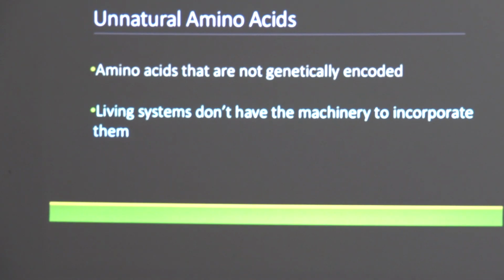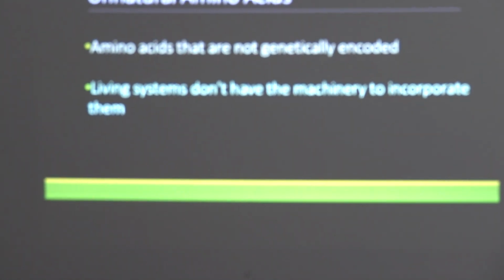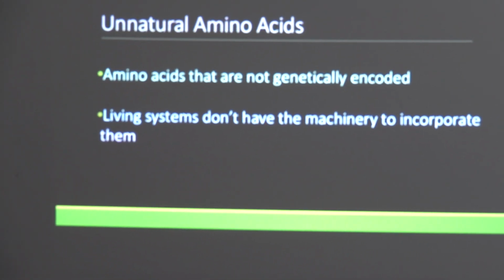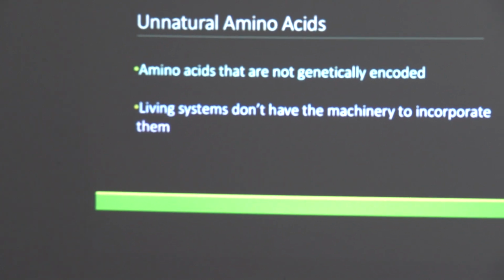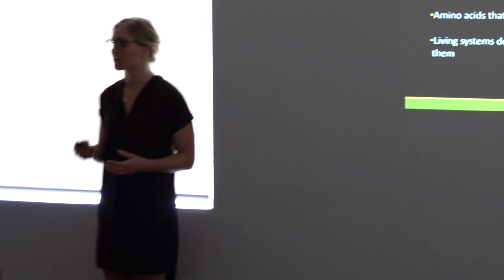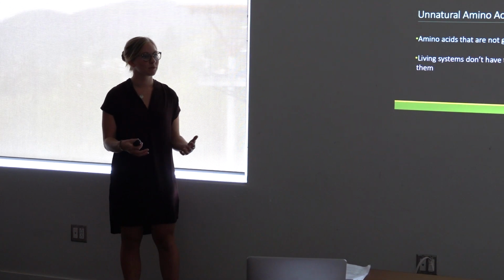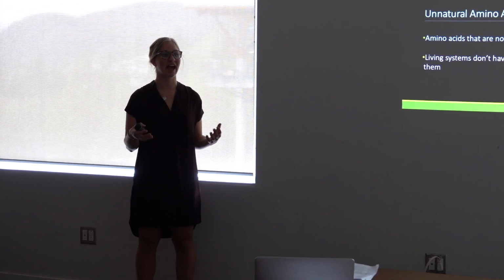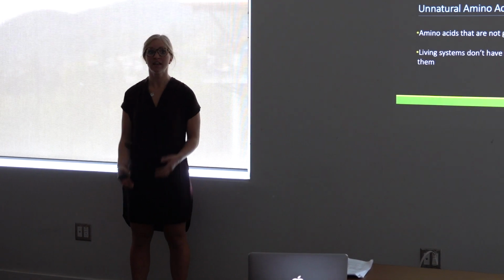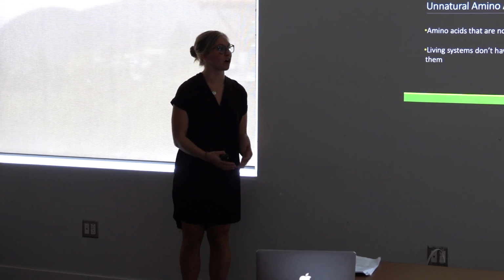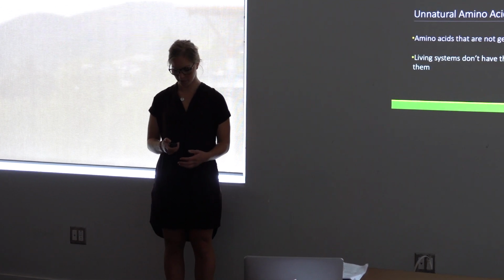Remember that there's only 20 naturally occurring amino acids. So what happens when we use unnatural amino acids, or amino acids that aren't genetically encoded? So our cells don't have the instructions to incorporate them. If we go back to our car analogy, this is like buying aftermarket parts like snow tires to actually increase the function of our car in specific conditions.